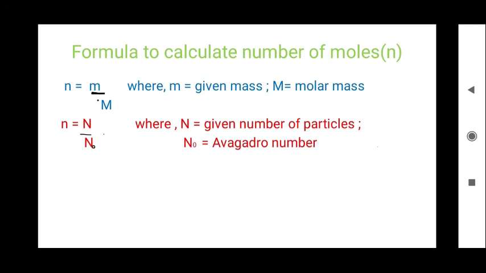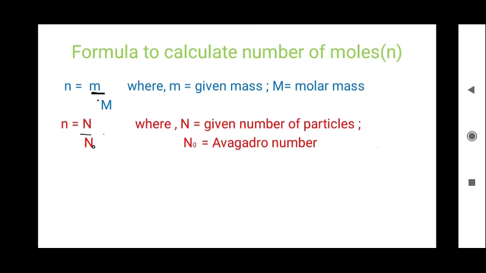It is calculated by capital N divided by N naught. What is capital N? It is the given number of particles, that is the data they will give. So 2 particles will be involved, 3 particles will be involved. N naught is nothing but the Avogadro number, which is 6.022 into 10 power 23. So depending upon the given data in a question, we can calculate the number of moles.